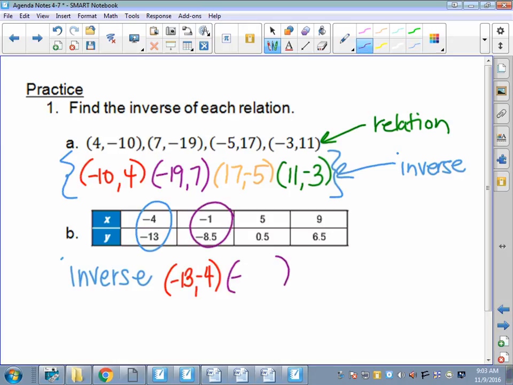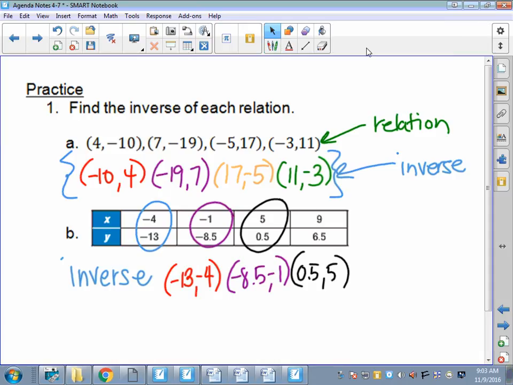My next ordered pair, -8.5 and -1. My next ordered pair for my inverse will be 0.5, 5. And the last part of my inverse will be 6.59. Seems simple, right? So we've done 2 of the 4. We've done ordered pairs. We've done tables. Now we need to talk about graphs.